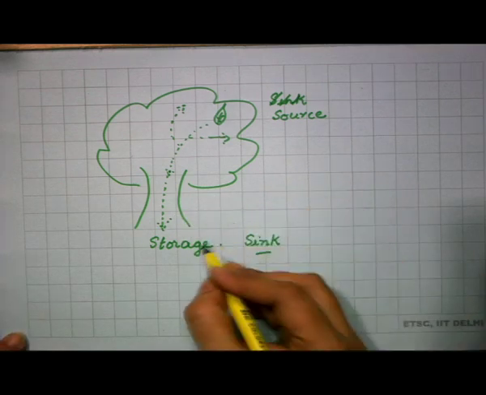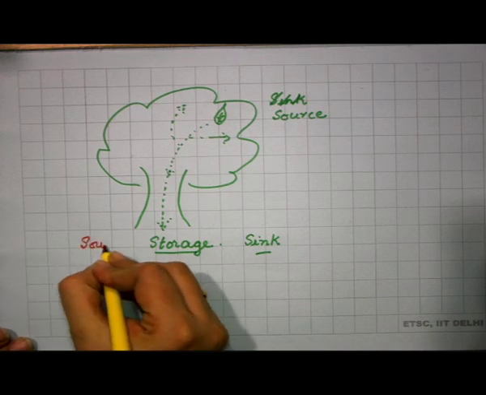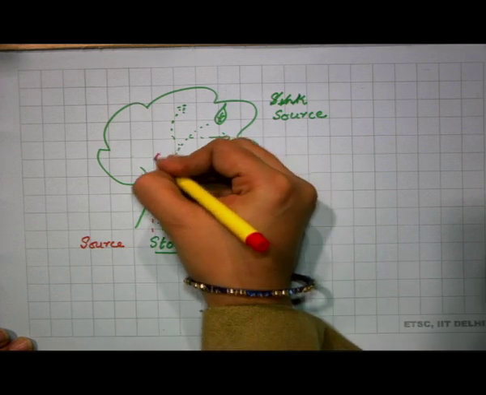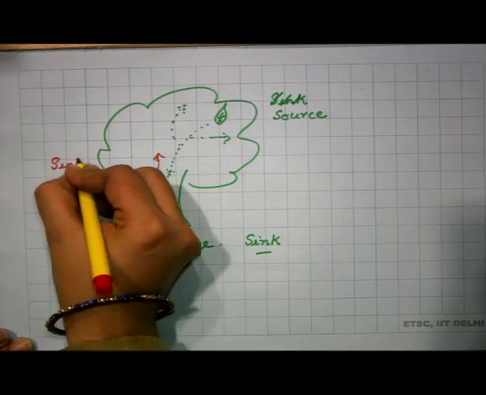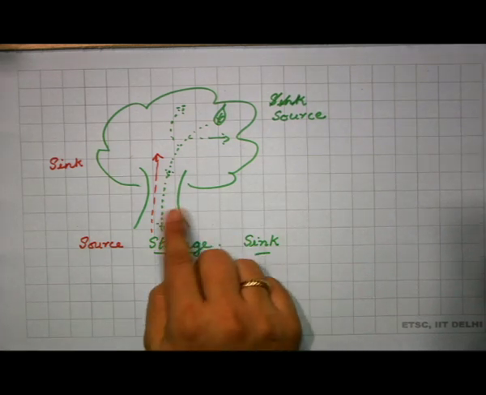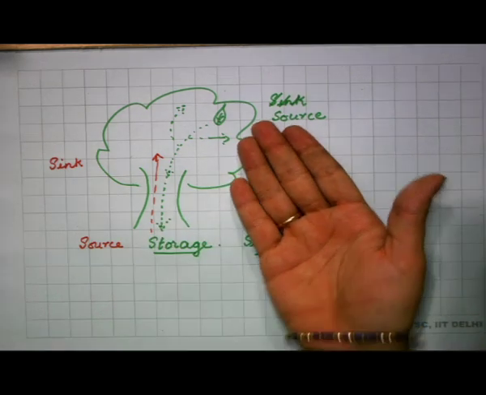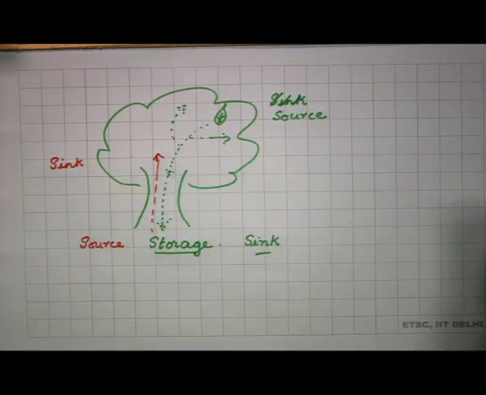Now, the storage organ will act as the source, and food will be taken from the storage organ to the other parts of the plant body, which will now act as sink. So, here we can see that the phloem transport can be multidirectional. Either the leaves or the roots both can act as the source for initiating the phloem transport.